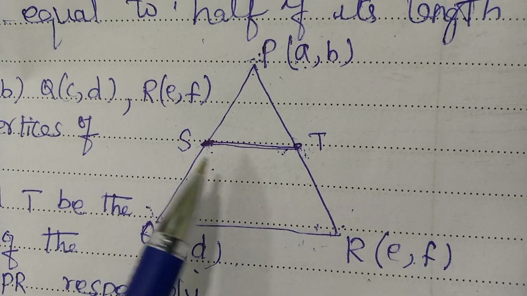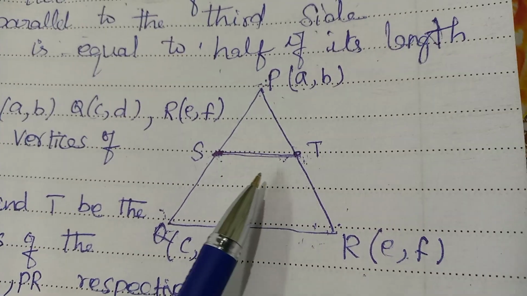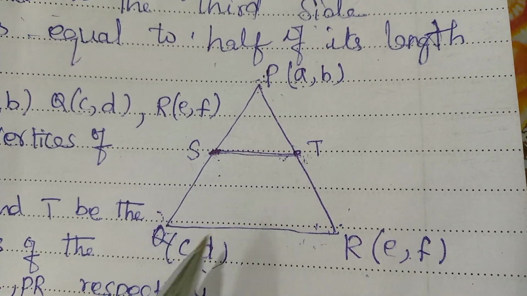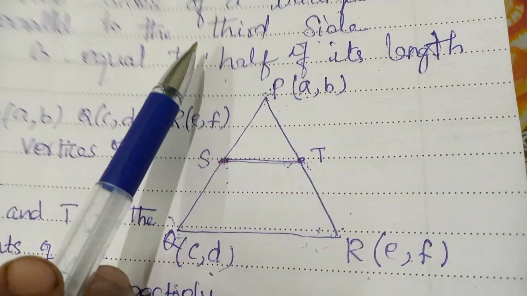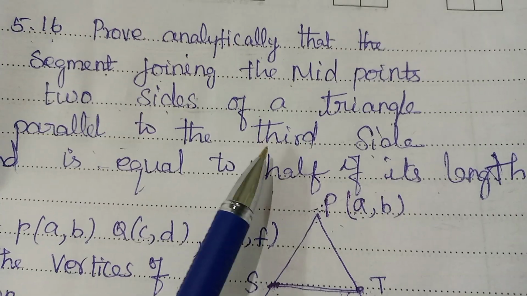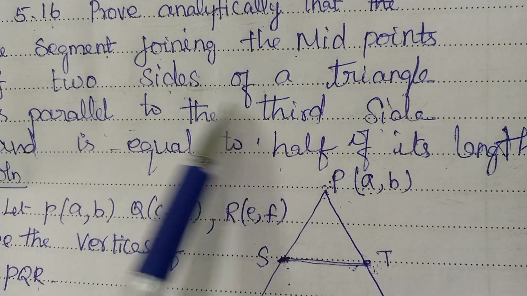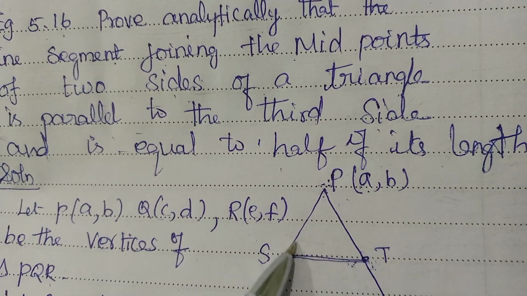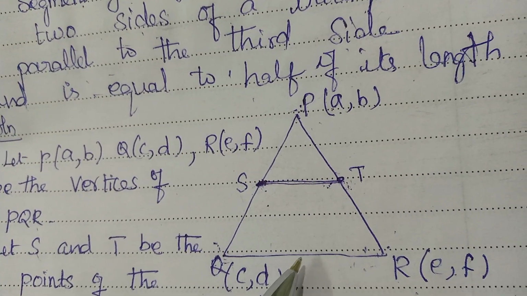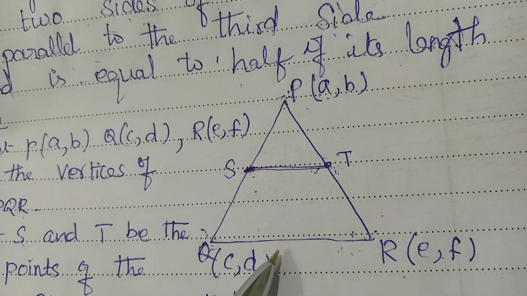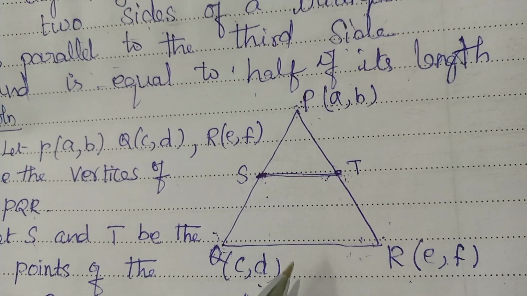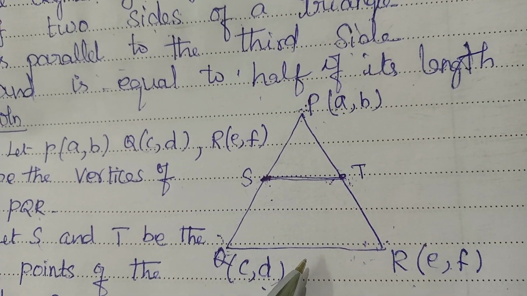Next we are going to find out the distance of ST and the distance of QR. By that only we can prove the second question. Here first we have to say these two lines are parallel, ST parallel to QR. That one is over. ST slope and QR slope we got the same answer, by that we can say ST and QR are parallel. That one we completed.